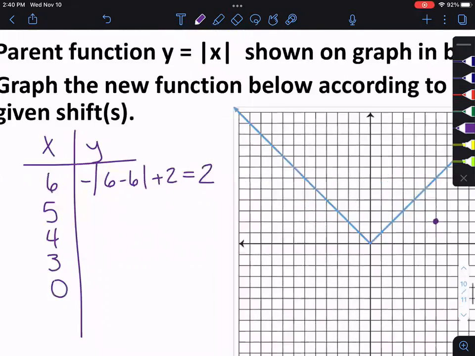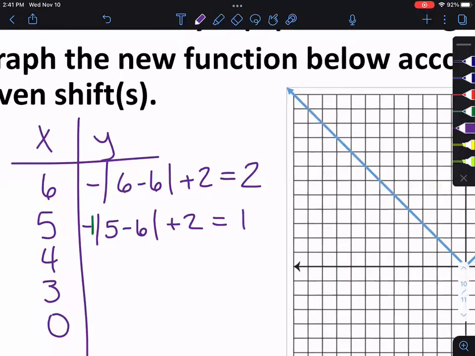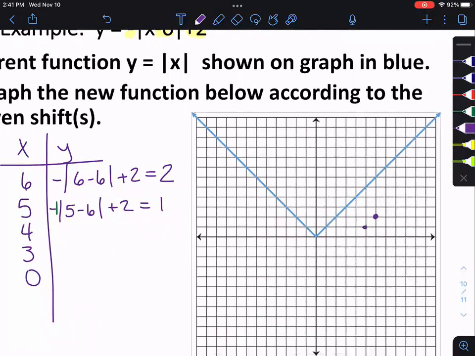But we'll see. So we have -1 times the absolute value of 5 minus 6, plus 2. Absolute value comes first. 5 minus 6 is -1. The absolute value of -1 is +1. +1 times the -1 that's sitting right out front here is -1. -1 plus 2 is 1. So the ordered pair 5, 1. Right there.